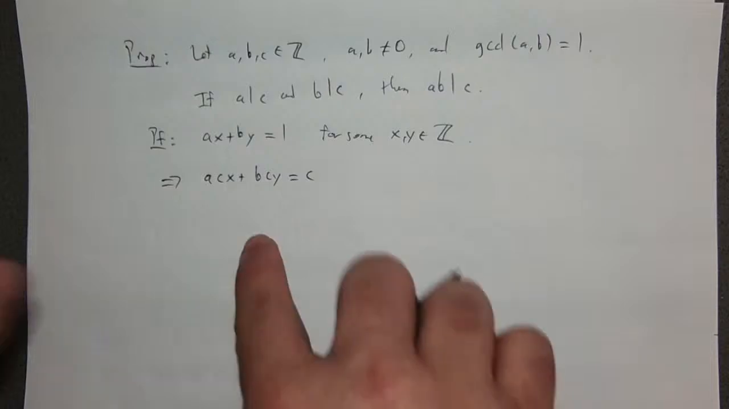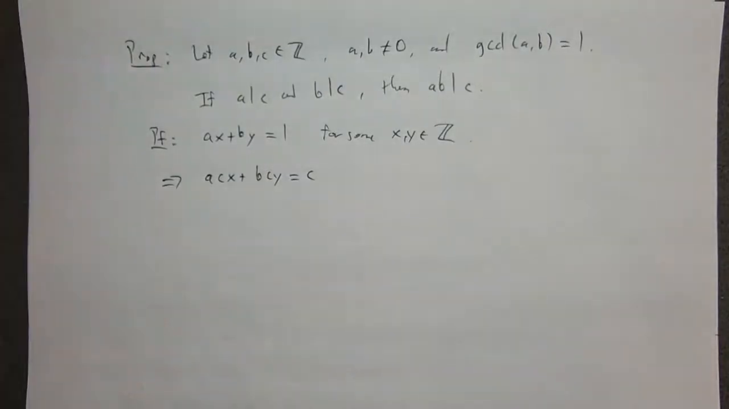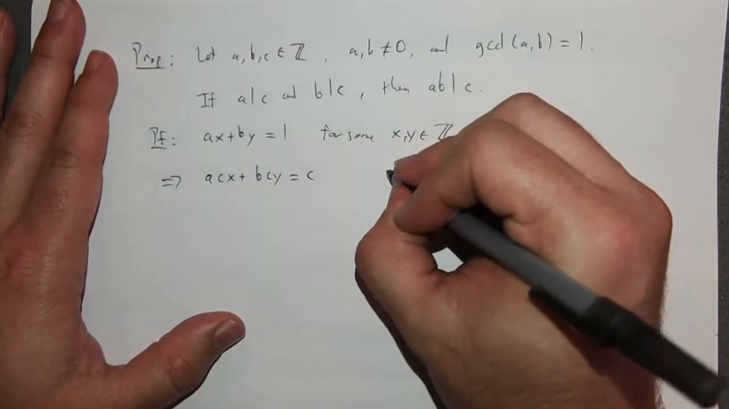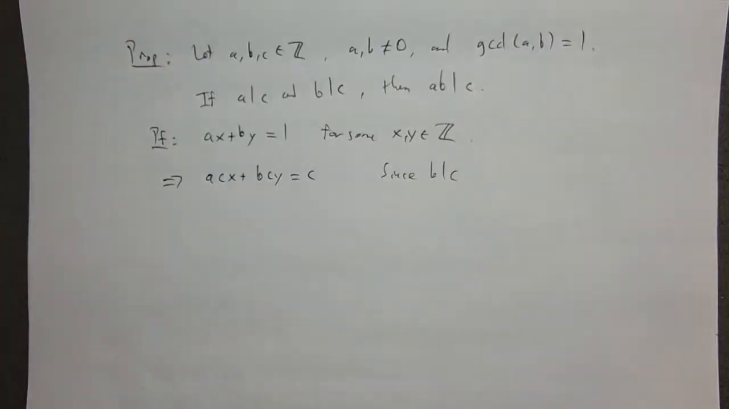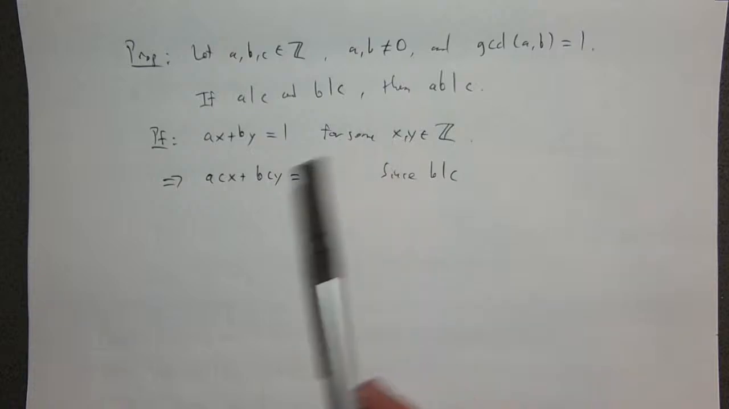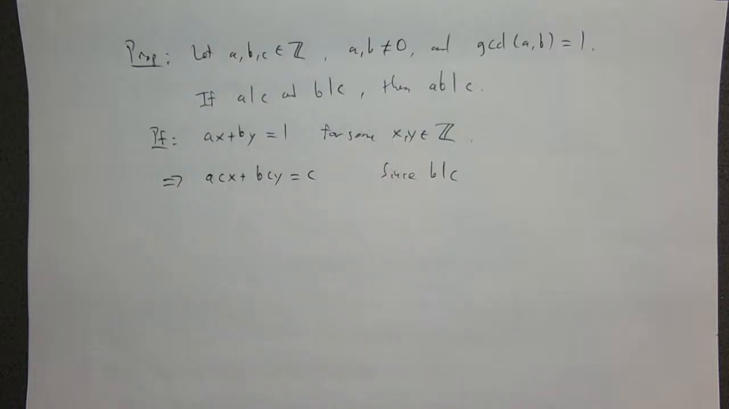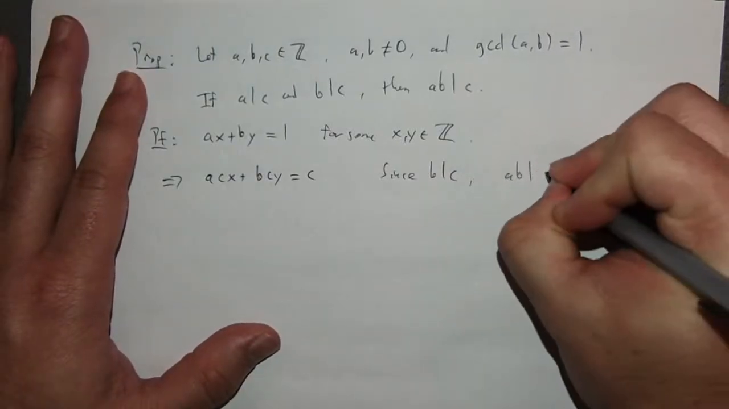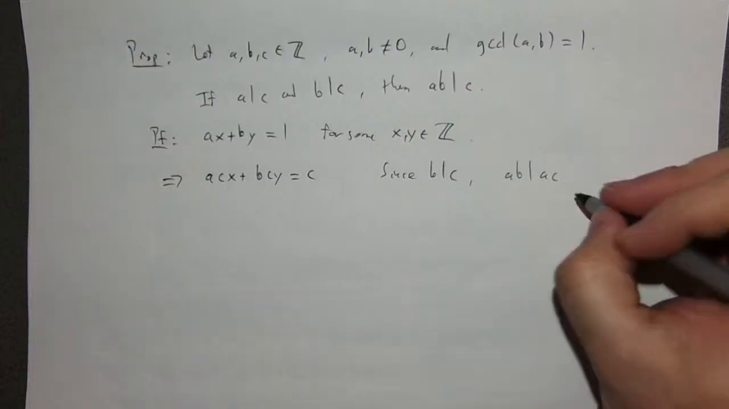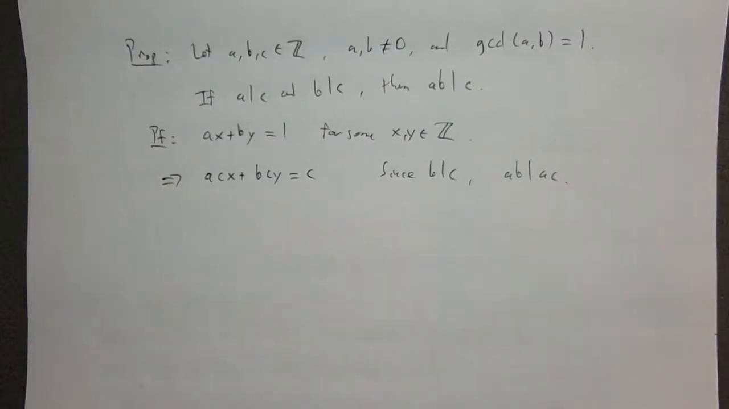Well, what do I know here? Well, since B divides C, what has to happen? AB must divide AC. That's a simple fact. I didn't even look at this expression. I can say that here.